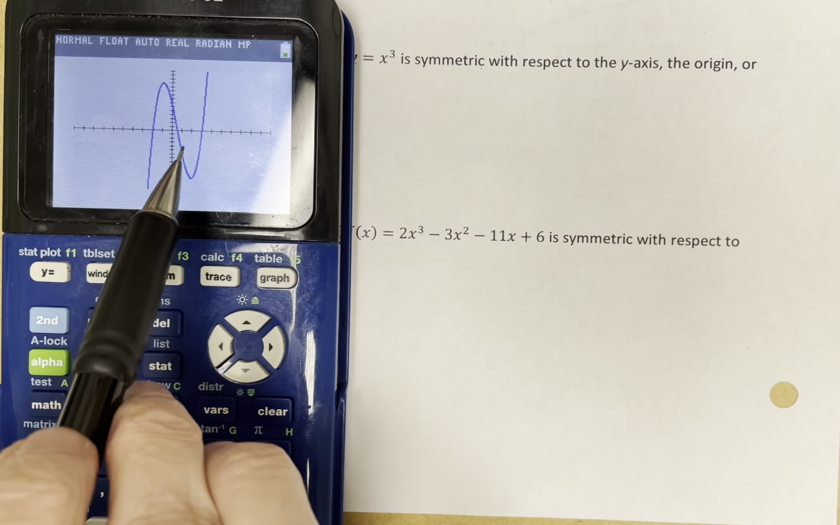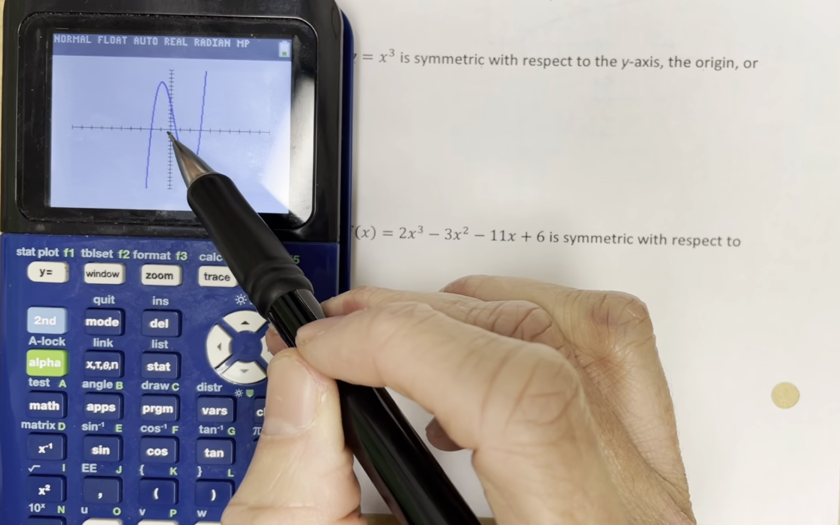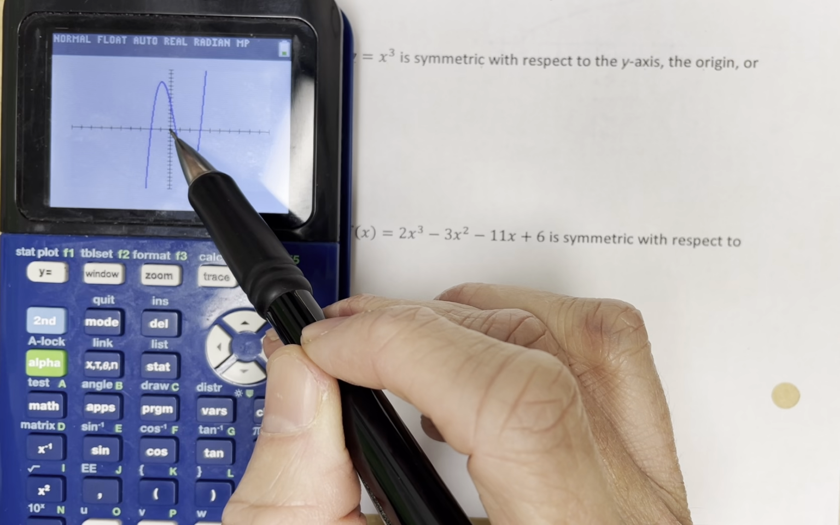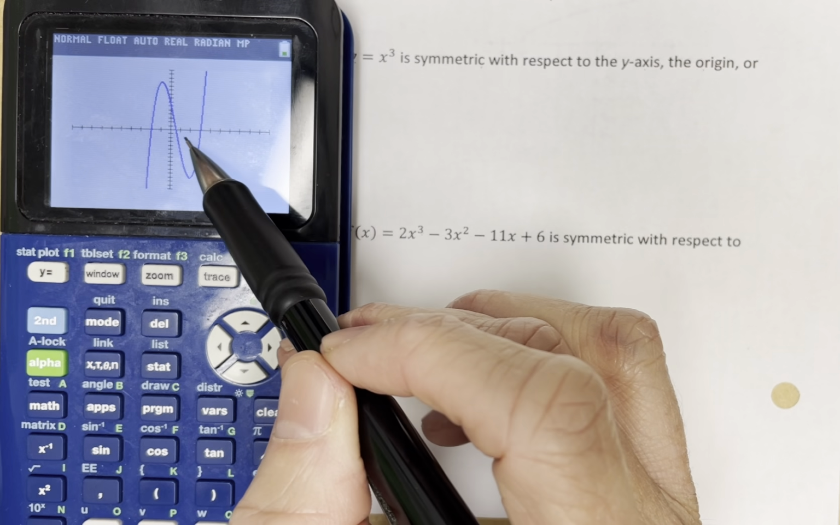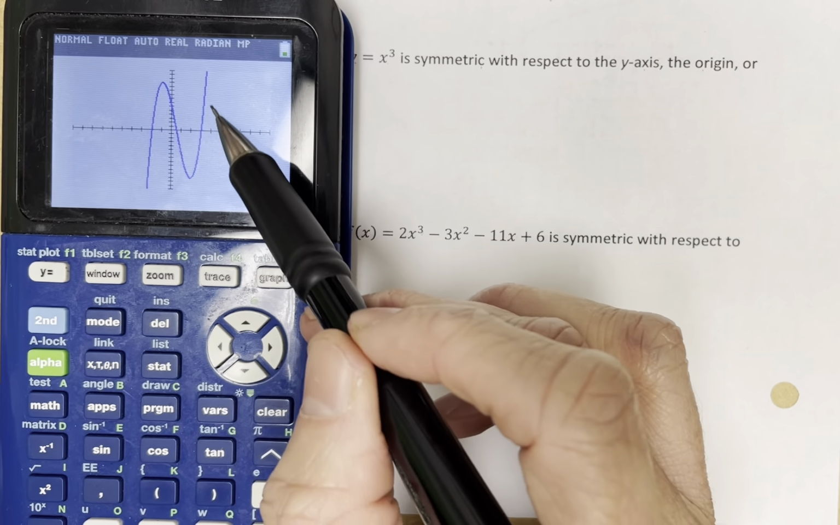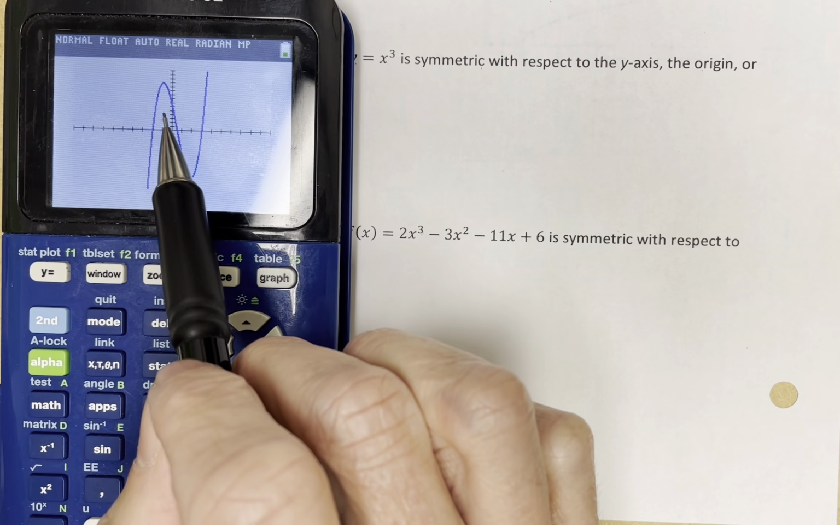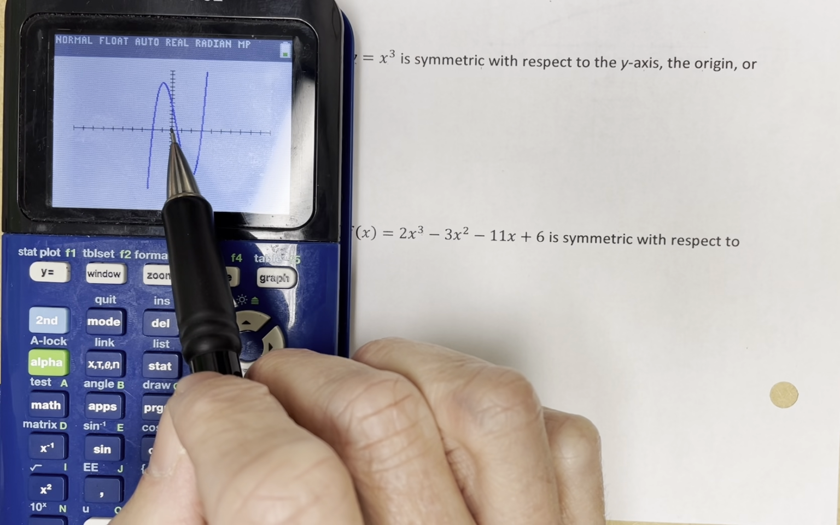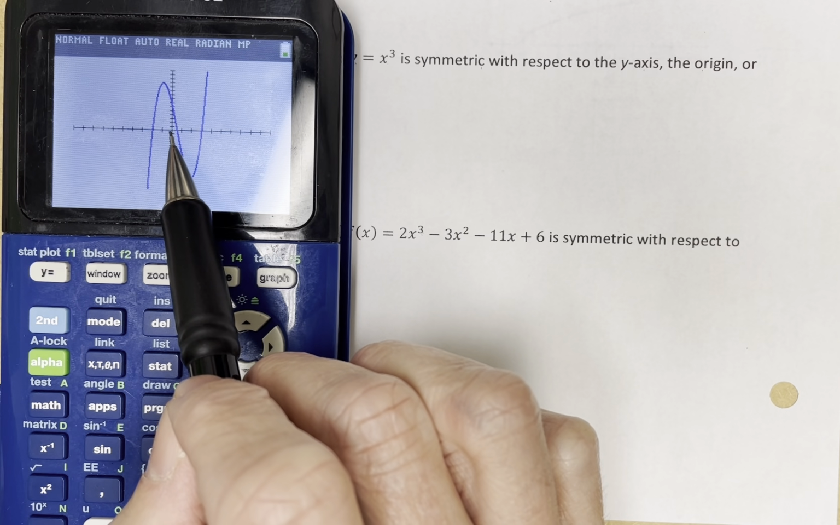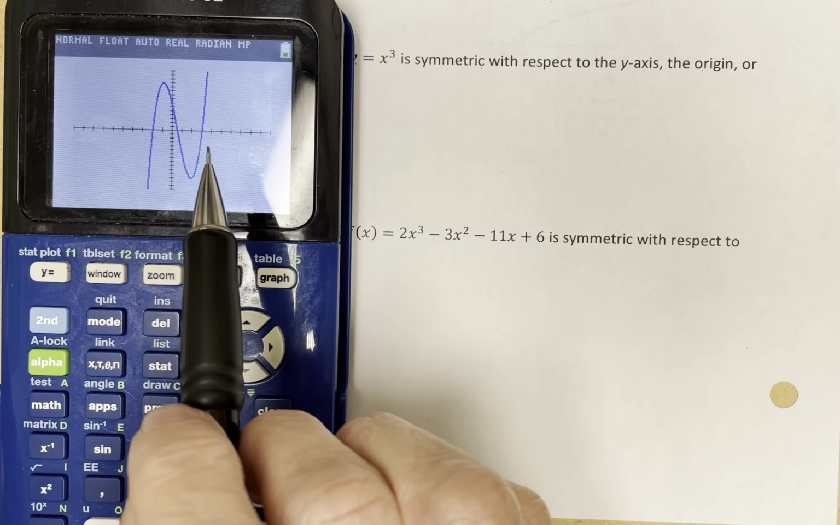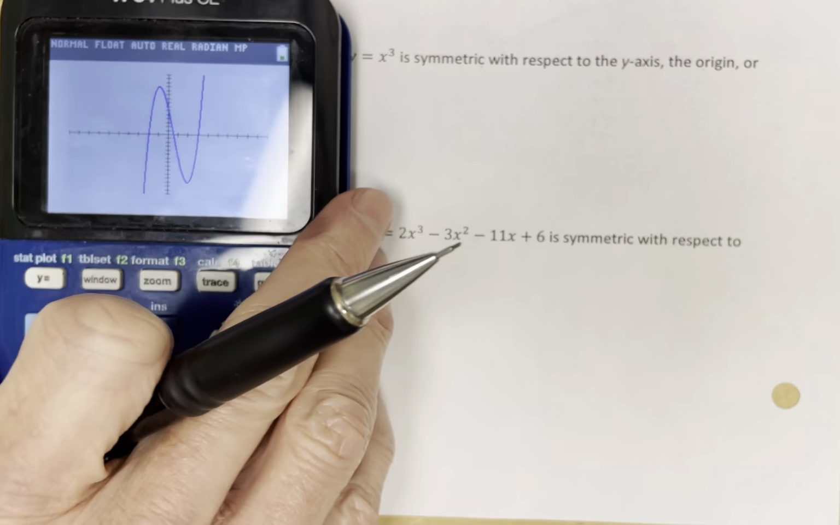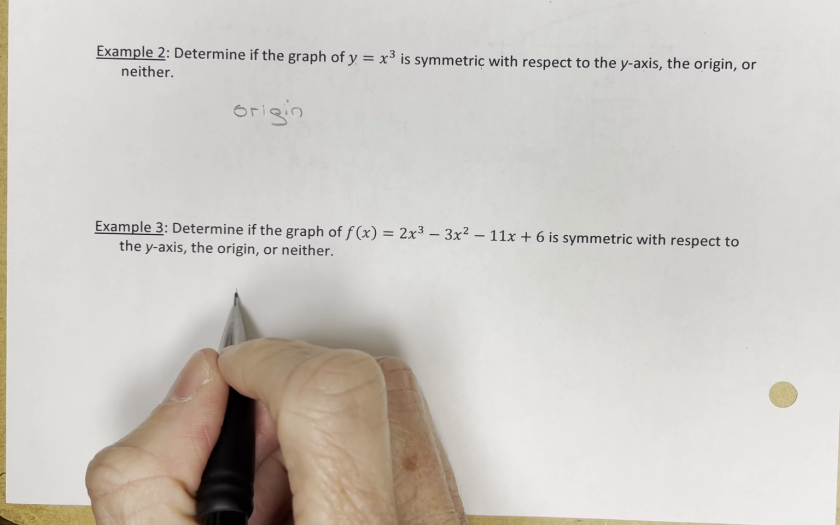Do I have origin symmetry? Well, if I put a tack right there at the origin and I spin it, I'll notice that I'm not going to get the same graph until I go a full 360 degrees. In fact, it's crossing up here, and it's crossing up here, so it's not going to happen. It's not going to rotate onto itself around the origin. So it does not have origin symmetry either. This graph has neither y-axis symmetry nor origin symmetry.